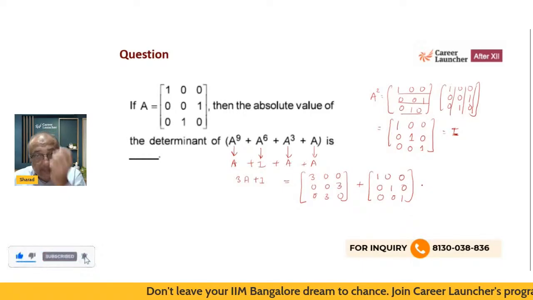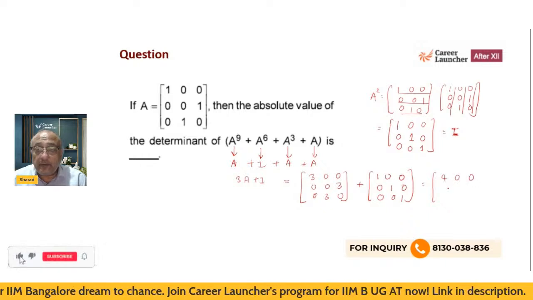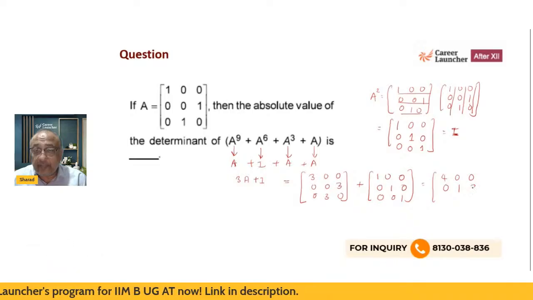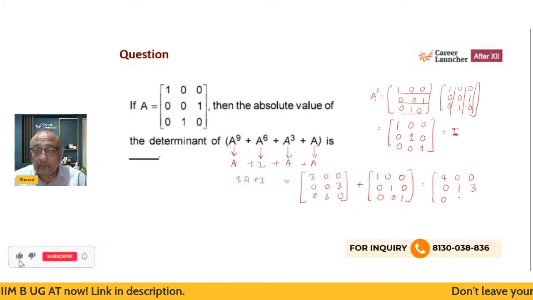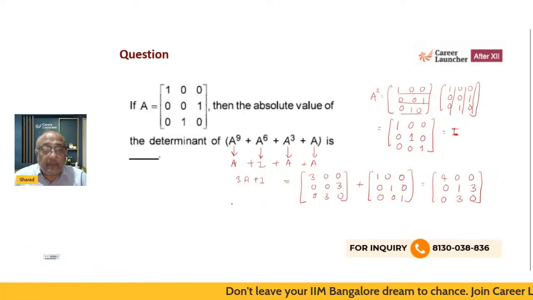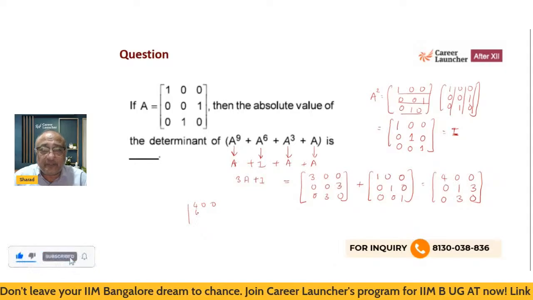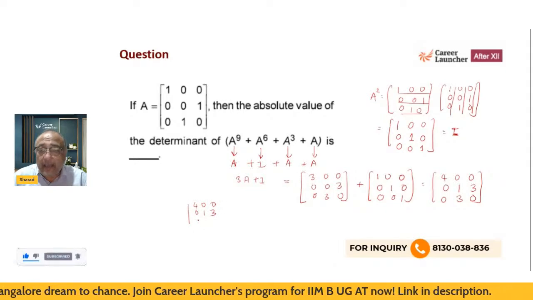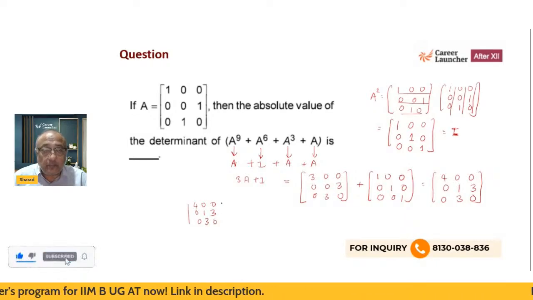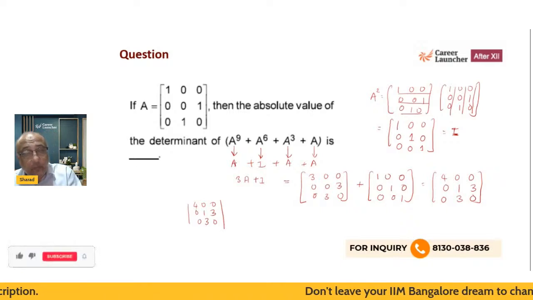Let's solve this. Let's see what we have over here. We have 4, 0, 0. We have 0, 1, and then 3. We have 0, 3, and 0. Now, determinant of this: 4, 0, 0. You don't have to rewrite in the actual examination. Since I'm explaining to you, I'm rewriting the stuff over here. 0, 3, 0. Correct? Anybody who has got something different?